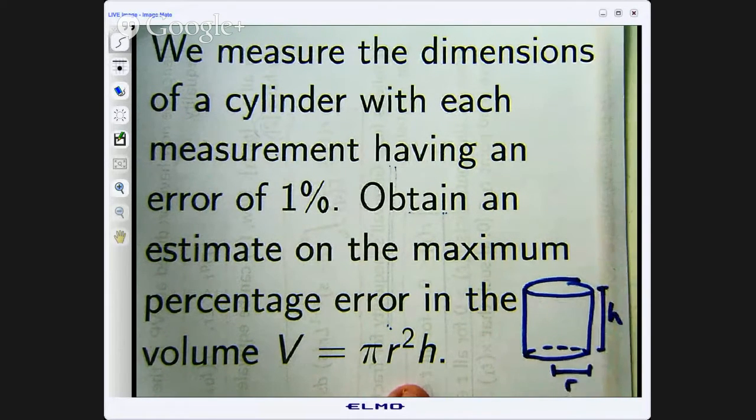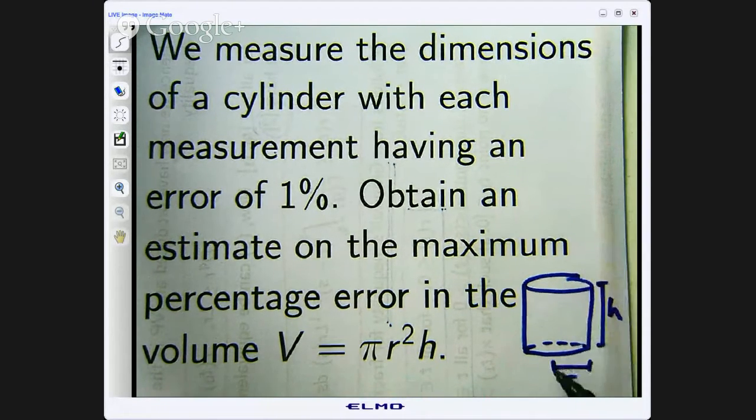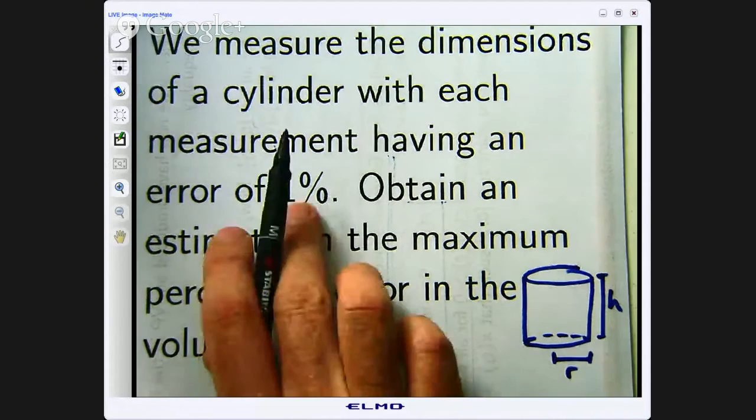the height. Now, our two measurements, our R and our H, well, imagine R and H are the true measurements, the true values here, and our measurements are within 1% of those. Okay, so let's just write down what this really means.